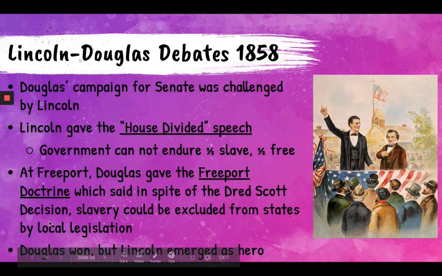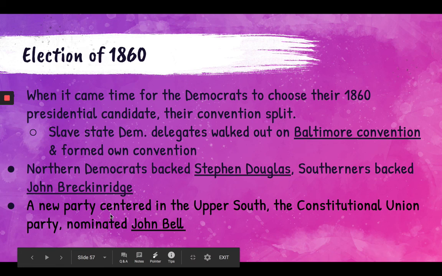But Stephen Douglas challenged him with what was known as the Freeport Doctrine, which said in spite of the Dred Scott decision, slavery could be excluded from states by local legislation. And this idea of, hey, you can or can't have slaves based on local decision was very popular with the people. So Stephen Douglas did win this election for Senate in 1858, but Lincoln emerged as a hero, and now his name was kind of out there for everyone to know.